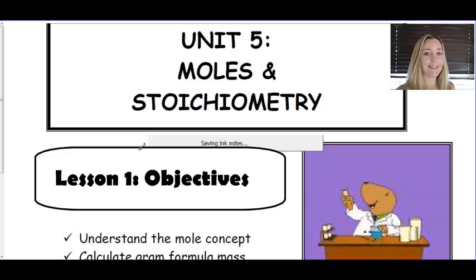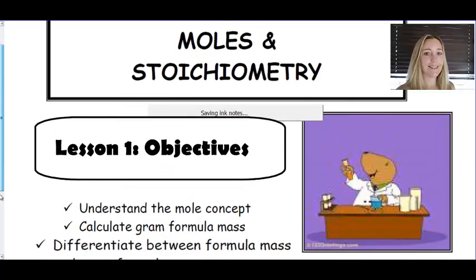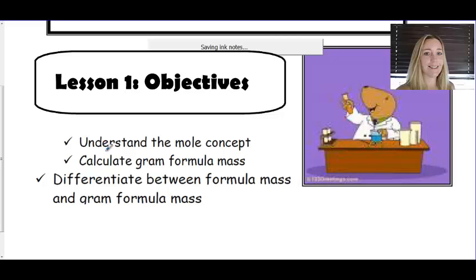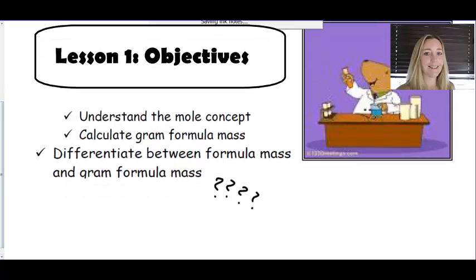Sounds like fun. Stoichiometry. So that is the math of chemistry, dealing with quantities of substances, more specifically products and reactants in chemical reactions. Lesson 1 will be focusing on understanding the mole concept, calculating gram formula mass, and differentiating between formula mass and gram formula mass. And I know you're saying to yourself, what in the world does all of this mean? So we are going to be working on definitions and some math in this lesson to help you.